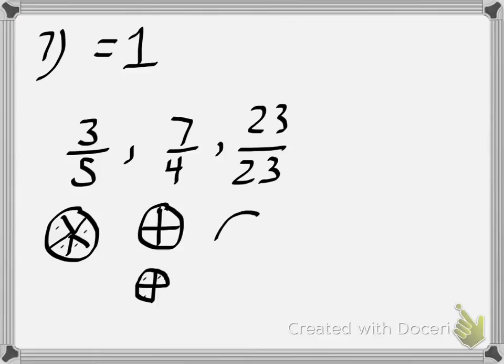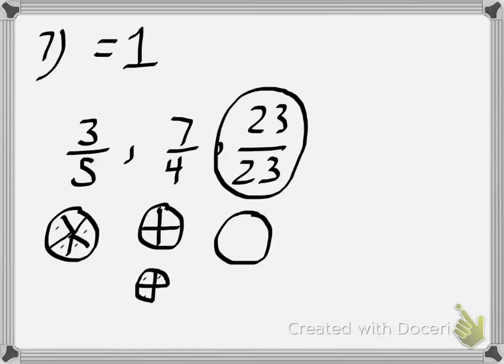And this is cut into 23 pieces, and you have all 23 pieces. So this one right here is equal to 1. Another thing you can remember is that a fraction is a division problem. So 23 divided by 23 equals 1.